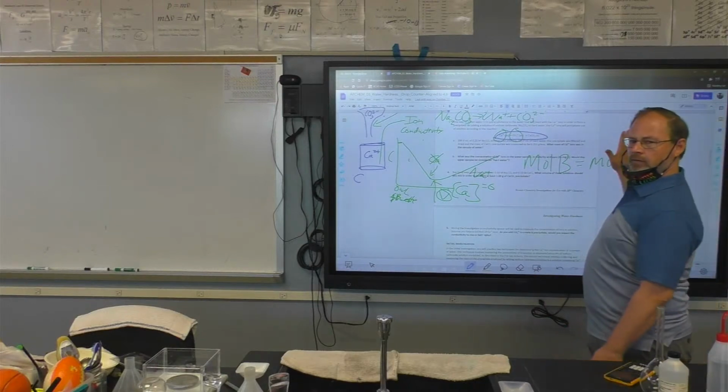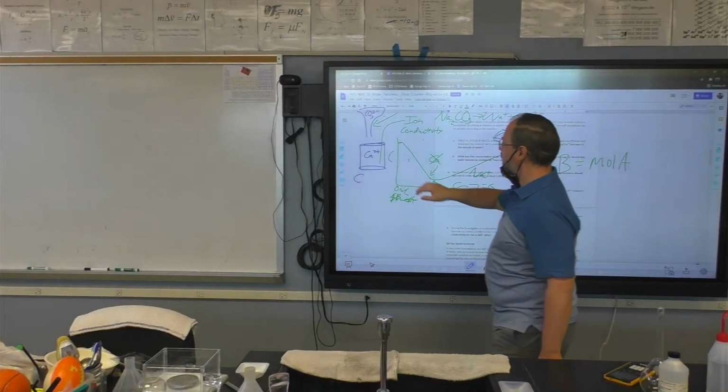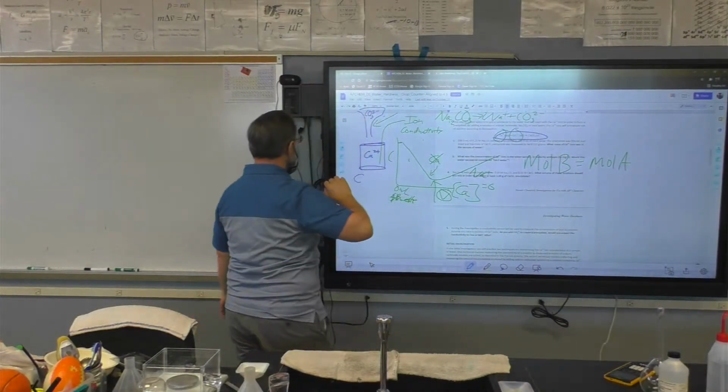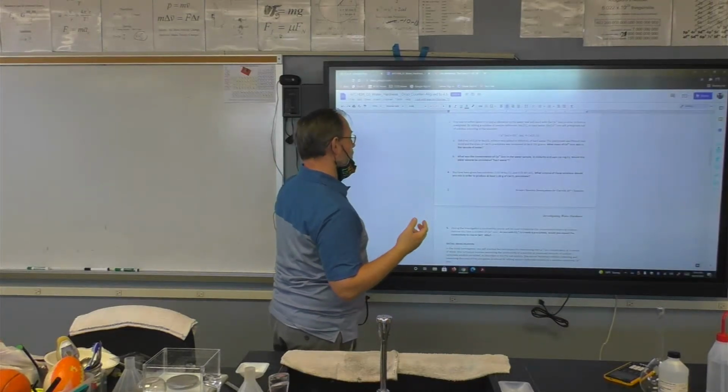Can I erase this? Right. Maybe I'm going to record this, because this is not simple, but it's really important. And we're going to use this idea of titrations a lot.